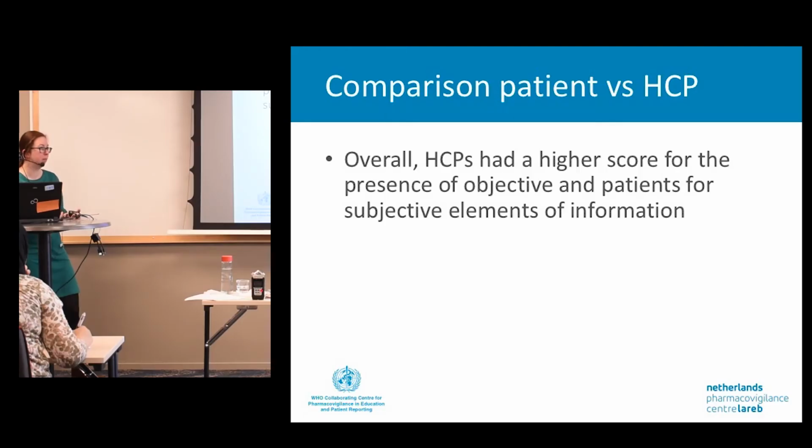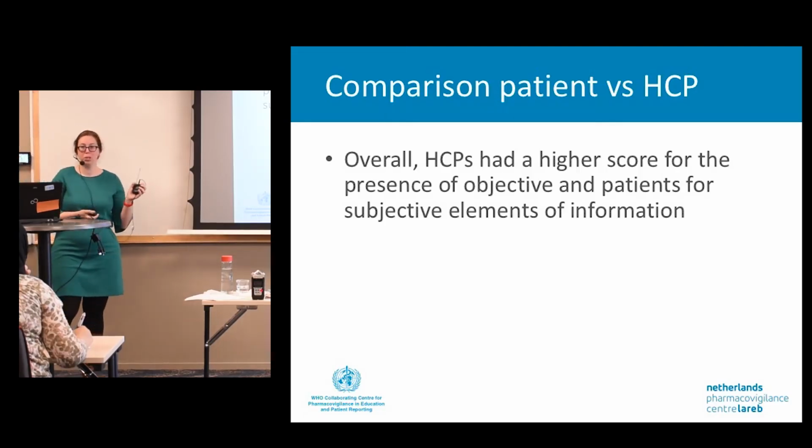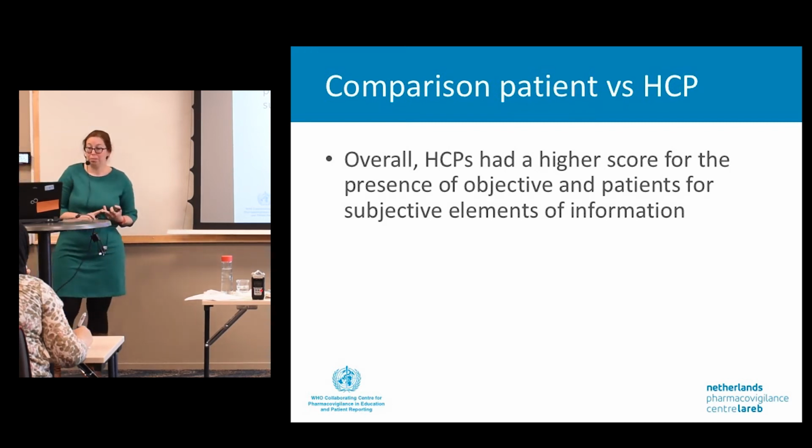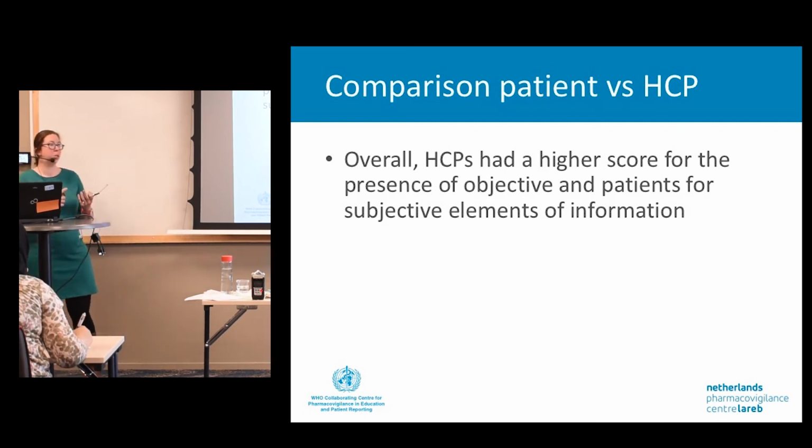Overall, healthcare professionals had a higher score of the presence of objective information. And objective information, for instance, for pharmacy reports, is the batch number. That is something that a pharmacist will give you. Or the exact dosage that the patient received. It's also in the pharmacy reports. For instance, a medical specialist were able to give you more info on lab values. So that is objective info.